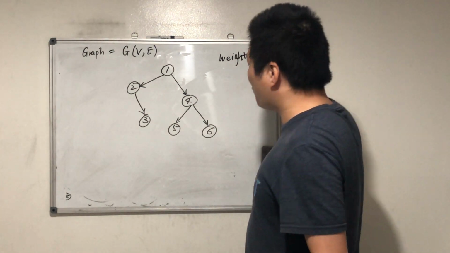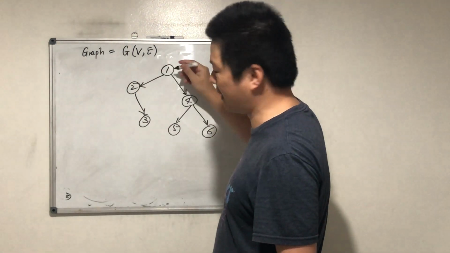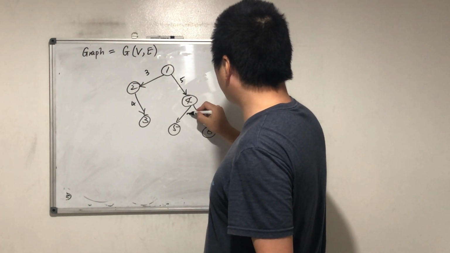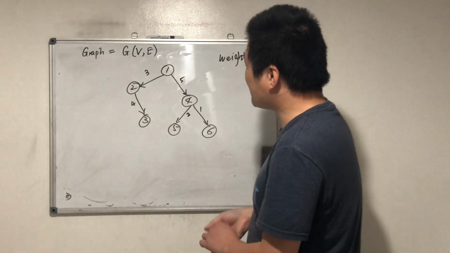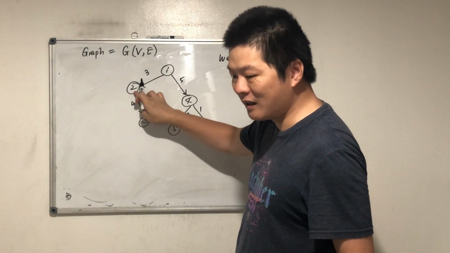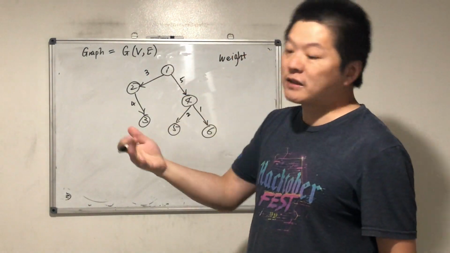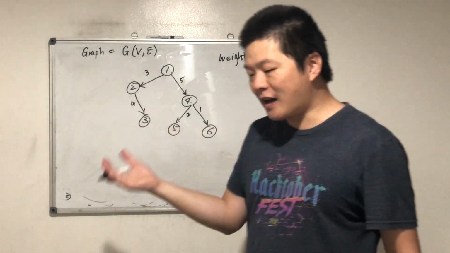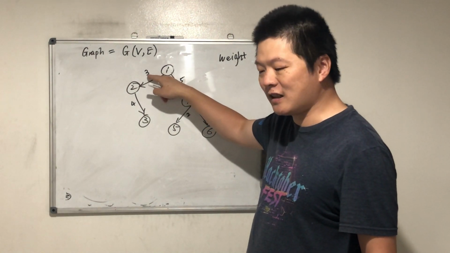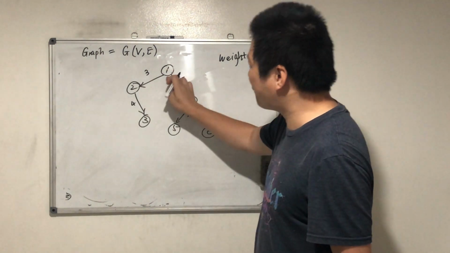So what's weight? Weight means I can have different weights for each edge. I can label the cost, for example 3, 4, and then 5, 2, 1. What does it mean? It means that from 1 to 2 it takes 3 seconds, or it costs 3 units. For example, if you are here and want to travel from 1 to 2, it costs 3, and 2 to 4 costs 4 seconds.